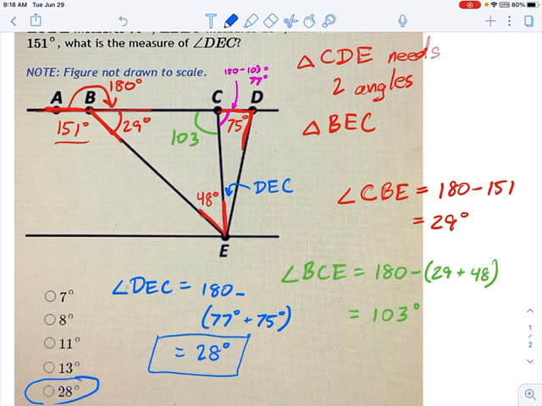Took a little while to get there, but the way you go through a problem like this is you just find angles that you can make statements about. The first one I used was this straight line right here that I knew had to be 180 degrees. So that told me 29 degrees. Then I used 29 degrees and 48 degrees to figure out another angle right here. And then on and on we went through this daisy chain of statements about 180 degrees.